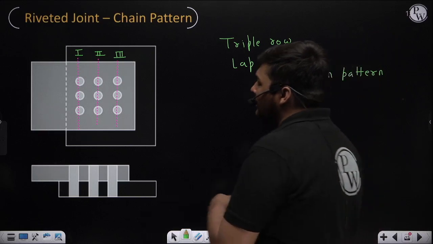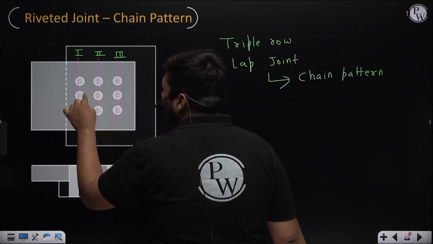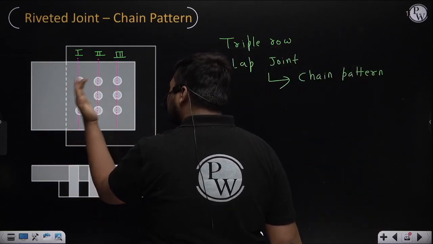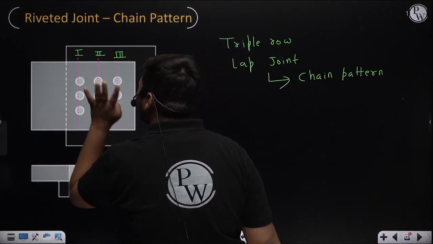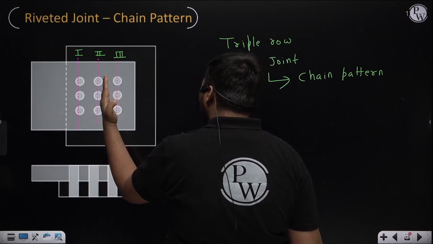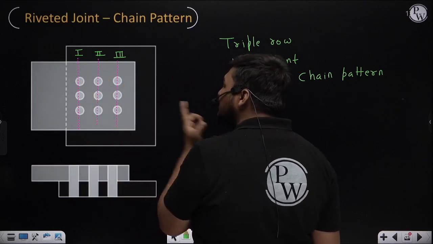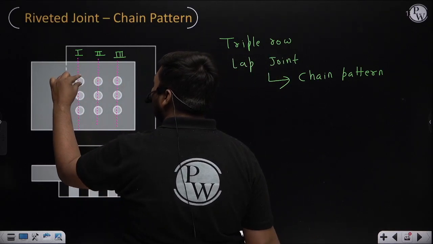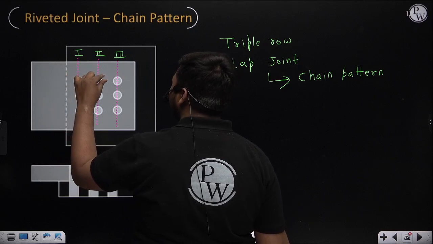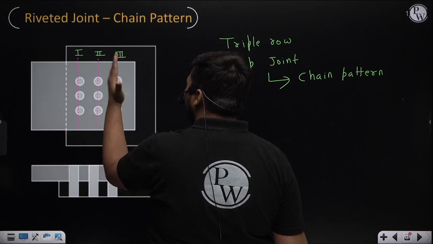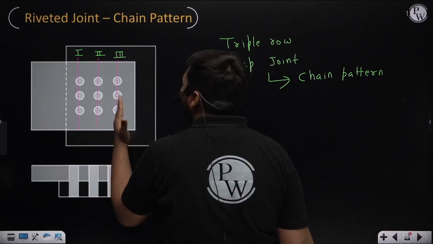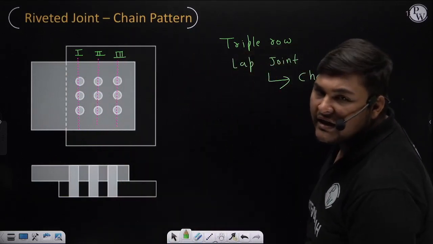So this is the first row in which we have used three rivets. In the second row also we are using three rivets. Again in the next row also we are using three rivets in the same pattern. Same pattern means in front of this rivet I have arranged this rivet, and after that below this rivet. In the same pattern I am arranging rivets in the third row also. So this pattern is known as chain pattern.